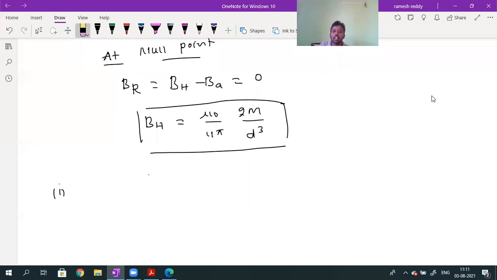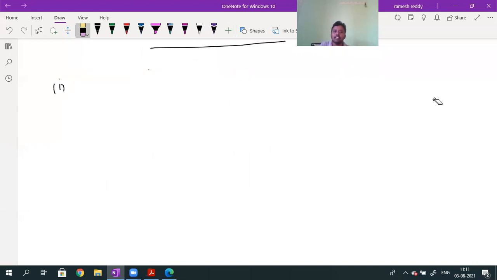Here I will draw the diagram. Here is the bar magnet. Already I came to know the null point is obtained at a distance of D from the center. Now I want to calculate another point.